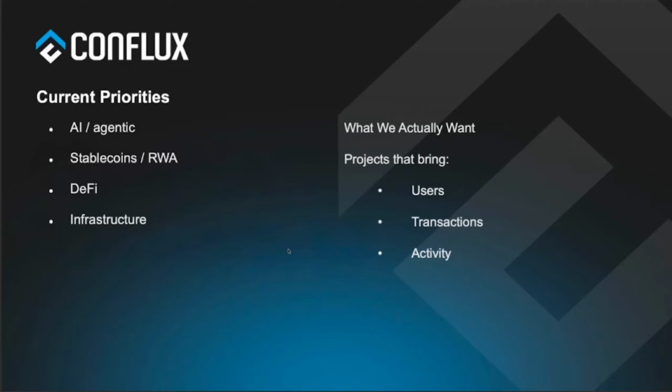What we actually want: projects that bring users, transactions, and activity. It's very important again. Why? Because users, we like to grow as well. So we need users from every region, every country, everywhere. Transactions, that's where we make the money, so it's obvious. And activity basically means both of these.